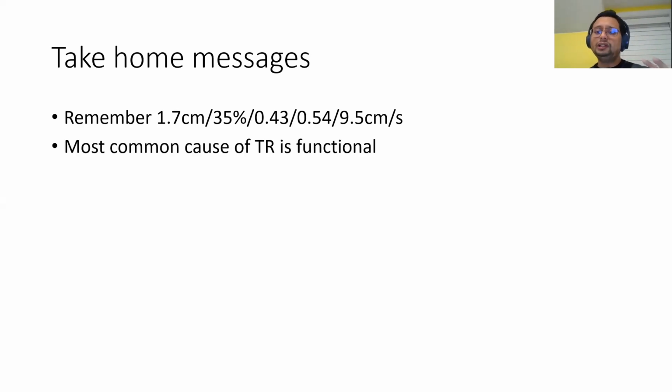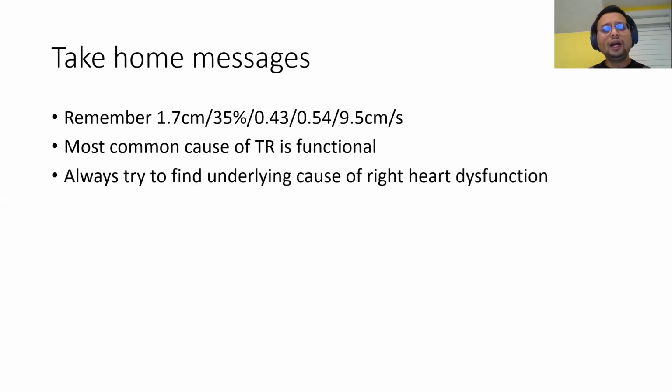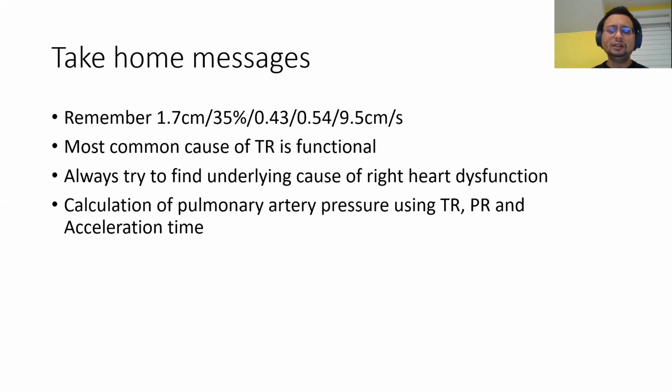Remember that tricuspid regurgitation has a few causes. It can be secondary to pressure overload. It can be secondary to volume overload. It can be just because the right ventricle itself is diseased. It can also be because of chronic tricuspid regurgitation. Always try to find the underlying cause of right heart dysfunction.